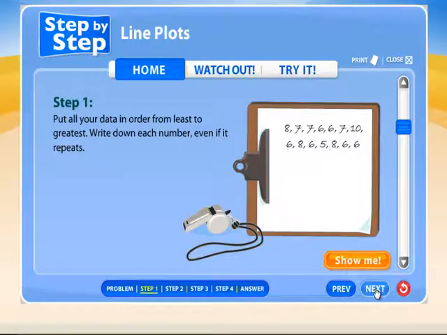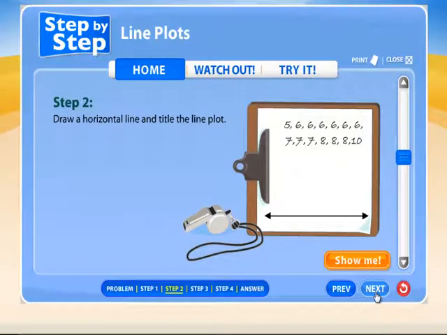Put all your data in order from least to greatest. Write down each number, even if it repeats. Now we can see that the number of laps ranges from 5 to 10. That'll make the next steps much easier. Draw a horizontal line with arrows at each end. Don't forget to write the title at the top. Let's call it Laps Completed.